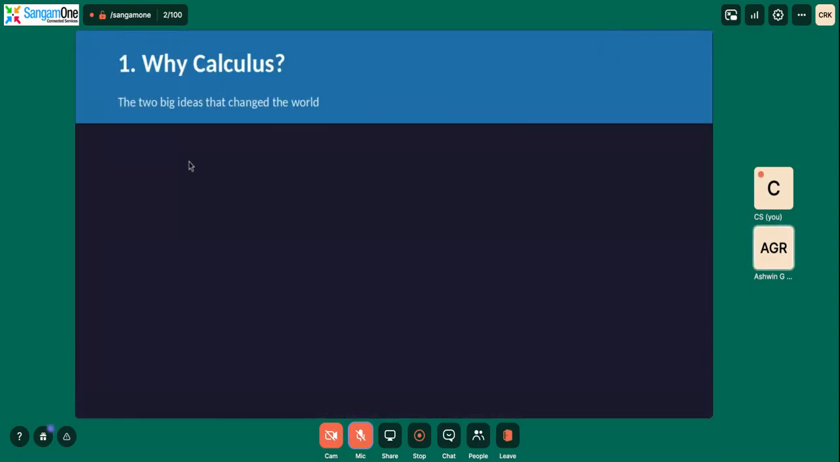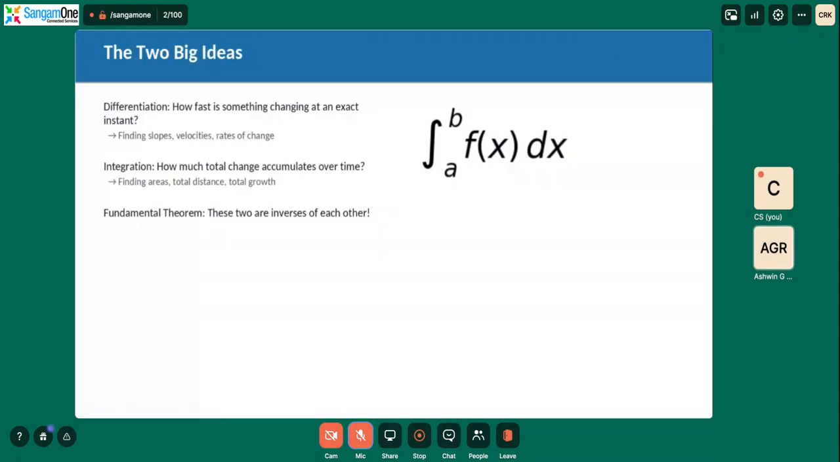So, why calculus? These are the two big ideas that changed the world. The two ideas were differentiation: how fast is something changing at an exact instant, like finding slopes, velocity, rate of change; and integration: how much total change accumulates over time, which includes finding areas, total distance, total growth. Fundamentally, these are two inverses. These two are inverses of each other.